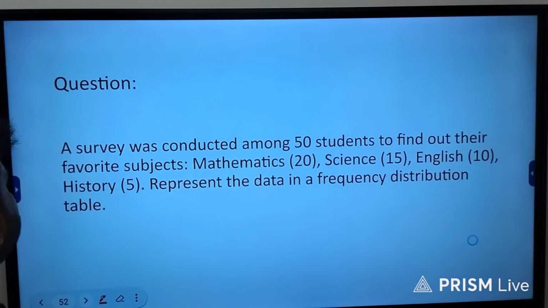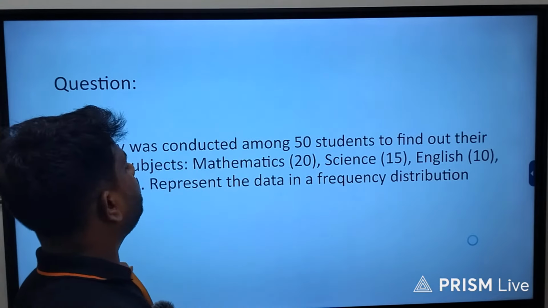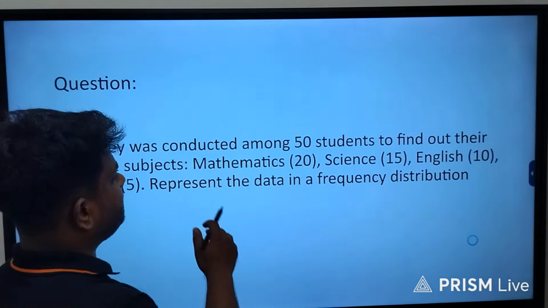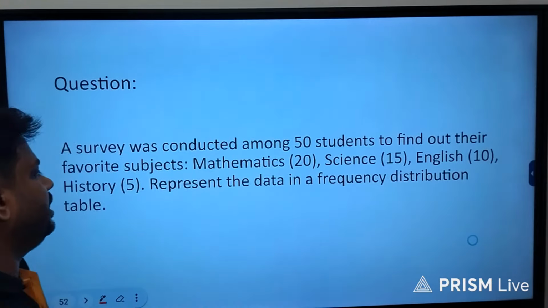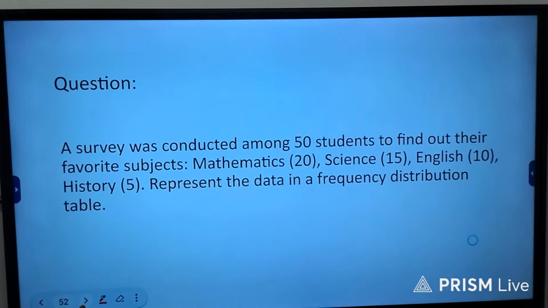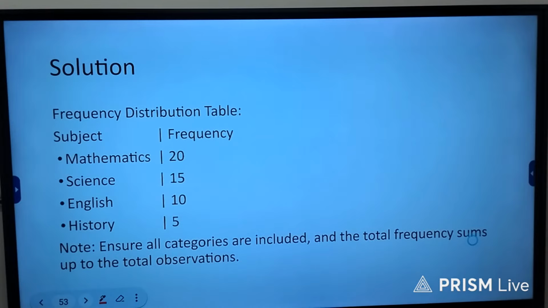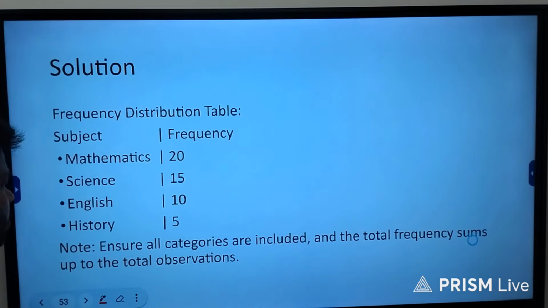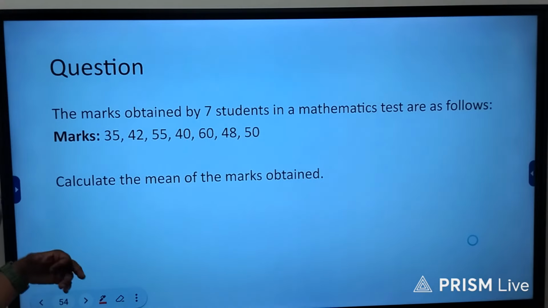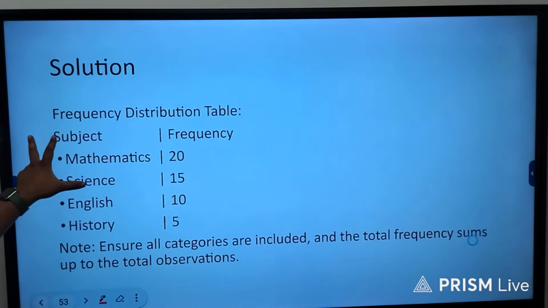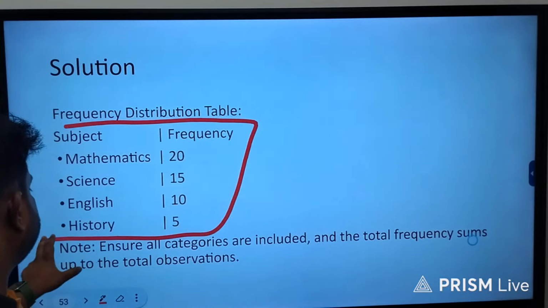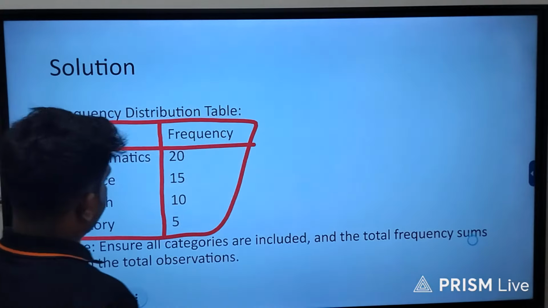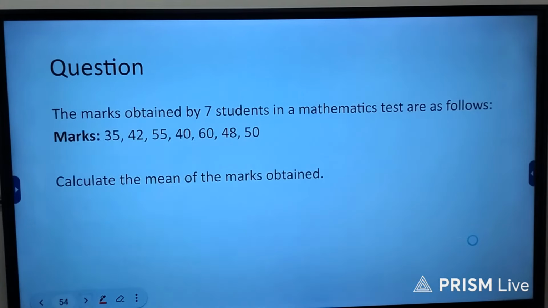Okay, the next thing is a question. A survey was conducted among 50 students to find out their favorite subjects: mathematics, science, English, history. Represent the data in a frequency distribution table. If we draw the frequency distribution table, it will look like this. And the complete form of the frequency table will look like this. Okay, let's go next.